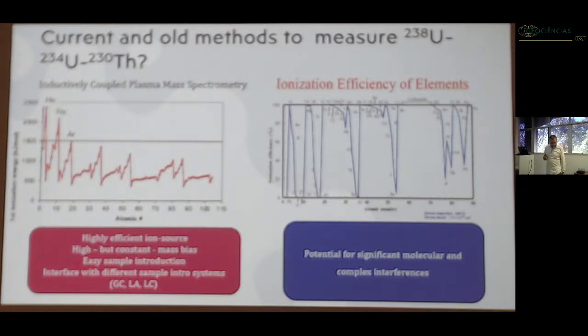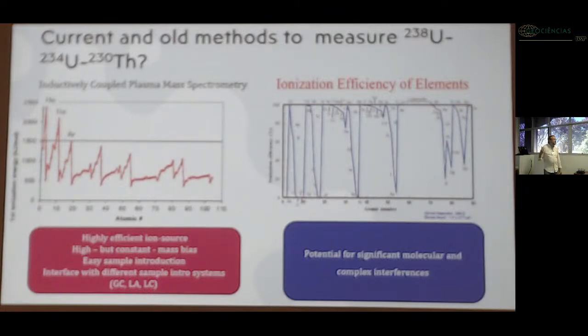Argon will take an outer electron out of pretty much all the elements in the periodic table. This is the ionization efficiency for all the elements. Most elements that are introduced to the plasma ionize, sometimes 100%. Some elements are not very effective, but are still ionized, depending on their ionization potential. So the plasma turns out to be a very efficient ion source.